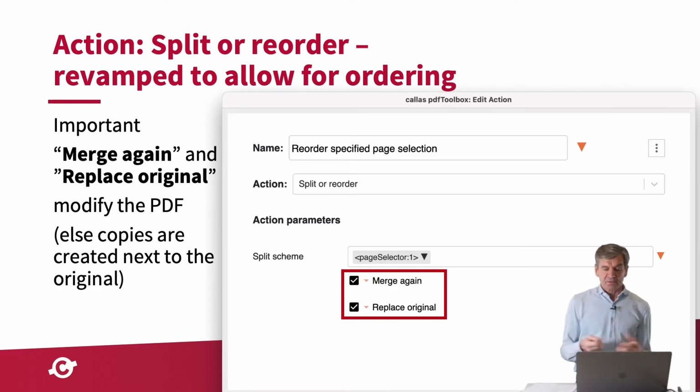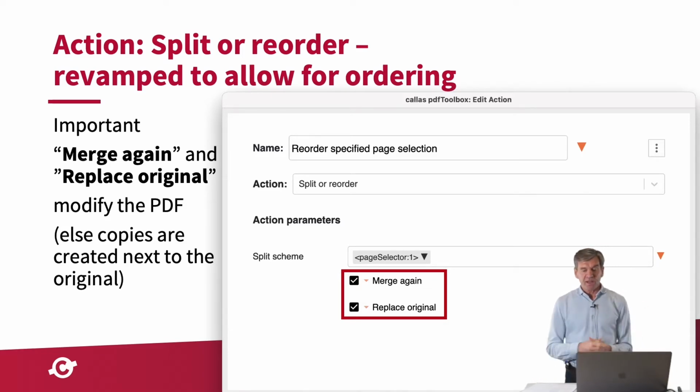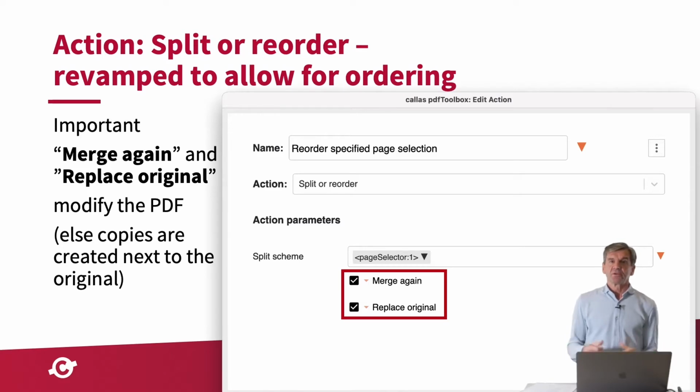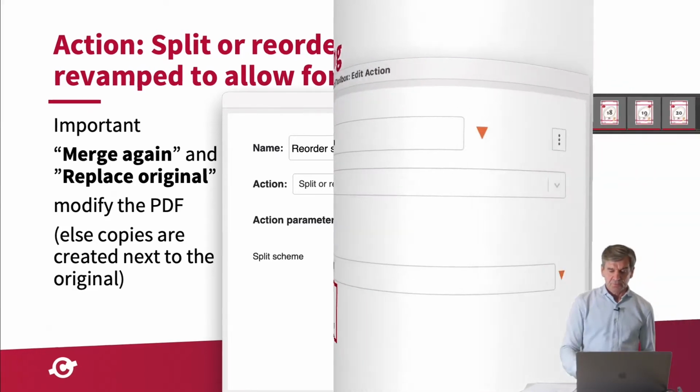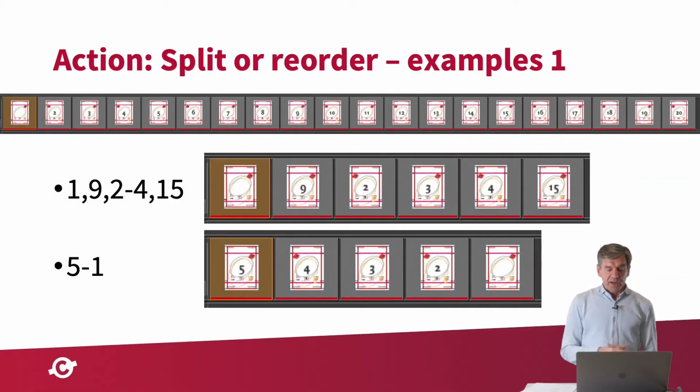And the name says split or reorder. So if you split a PDF file into parts and you want to process the result, then you need to merge the split parts together again, into just a single PDF file. So usually in a process plan, you would just use both check marks. And here I have some examples about how that works.